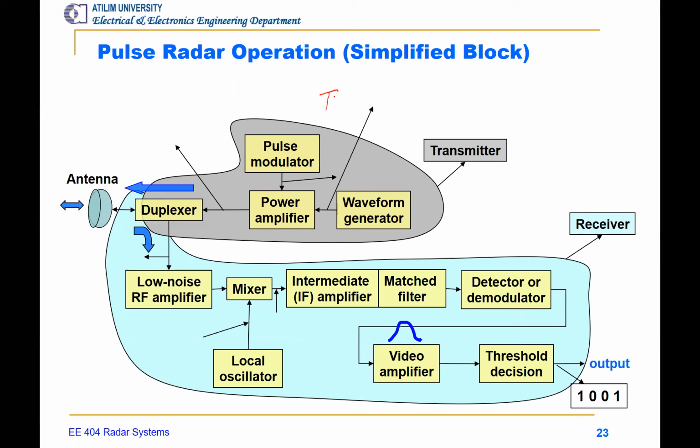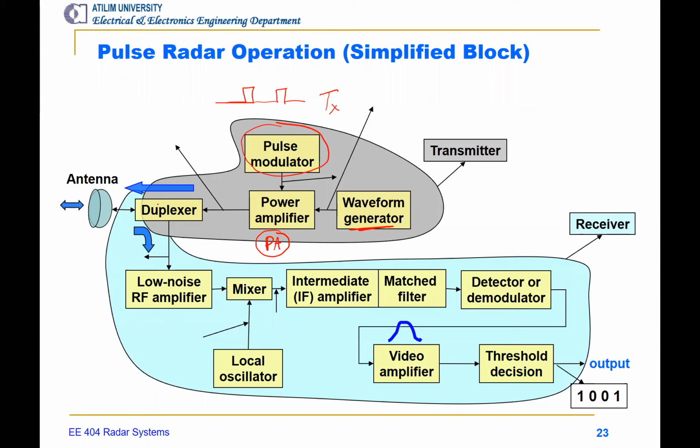Here is the transmitter. Typically, it consists of a waveform generator connected to a power amplifier, PA, with a pulse modulator, so a pulse sequence, just a switching circuit that switches the power amplifier on and off. That's the simplest way to generate that, but there are some other ways.